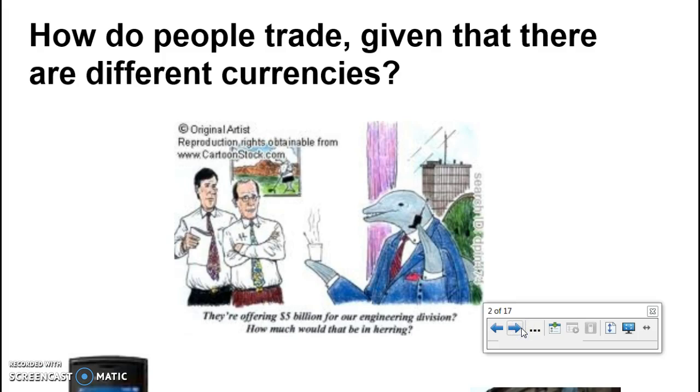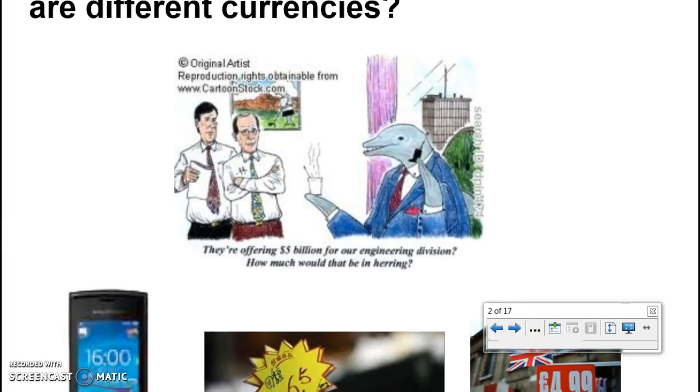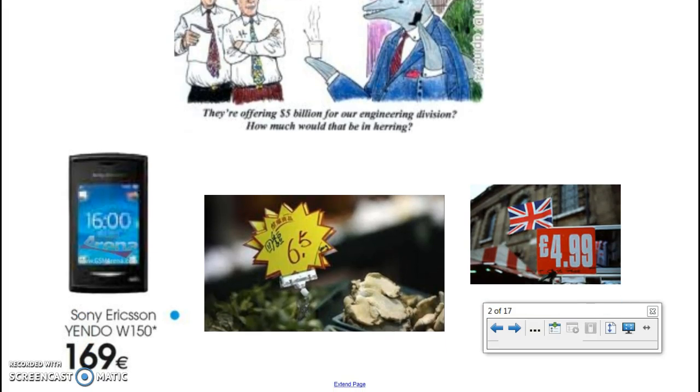So first of all, the question is, how do people trade given that there are actually different currencies? We talked last time about trade and about terms of trade, but that was all very hypothetical. In order to actually facilitate trade, you have to have currency trade first. And you can see a few items here that are priced in different countries' currencies, which is really confusing. If you see something that's 4.99 British pounds or euros, you don't necessarily know how much that's going to cost out of your money.